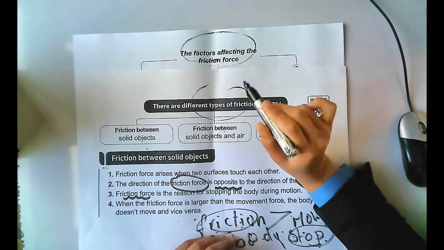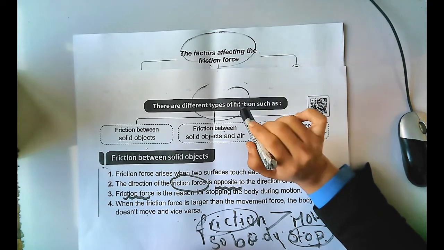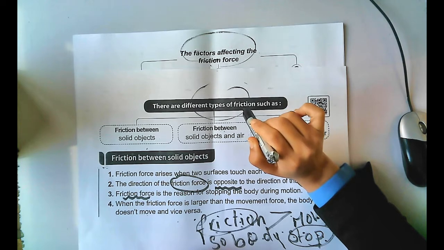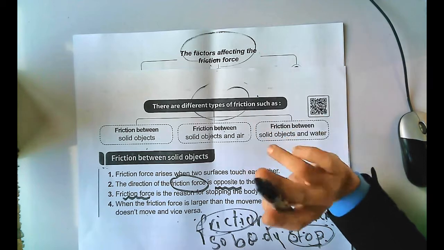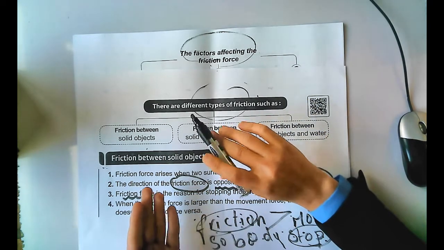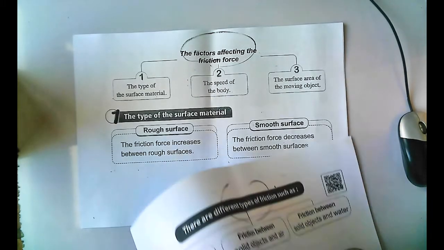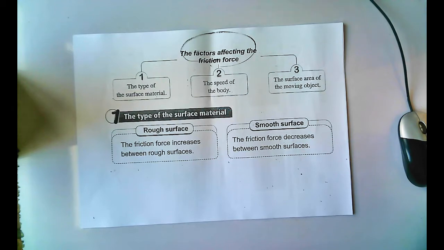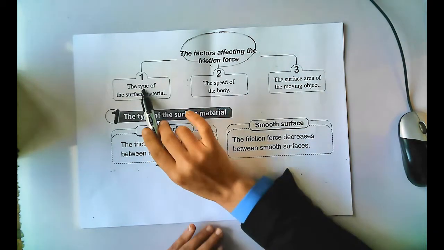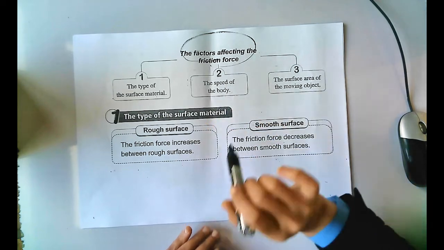You have to know the difference between the factors which are affecting the friction and the different types of friction force, because sometimes you write a factor as a type and a type as a factor, and it's a wrong answer. Okay, so the factors again: number one, the type of the surface material; the speed of the body; the surface area.